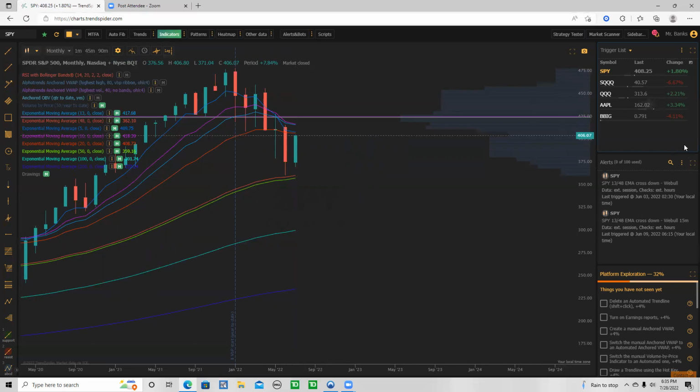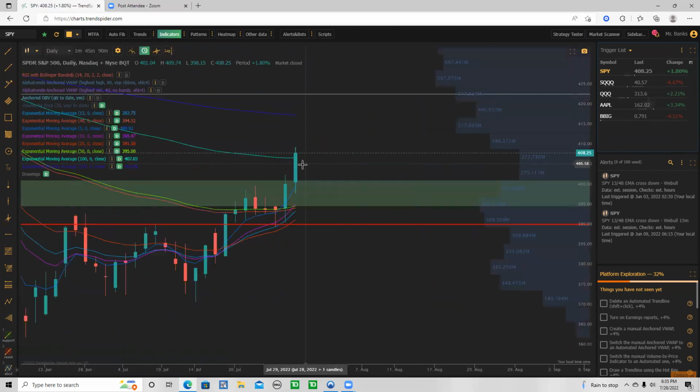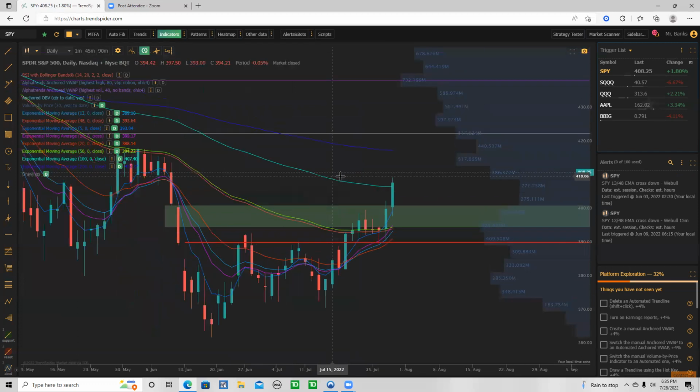The 5 EMA was at 409.75, right? We saw that's where we got to, and we had a nice little rejection on it. We pulled back, we're at 408. But look at where it hit: 409.75, right off that 5 EMA on the monthly.